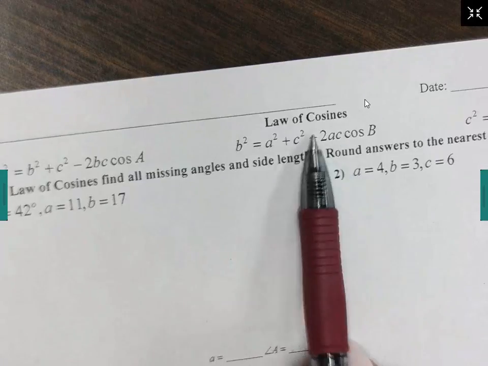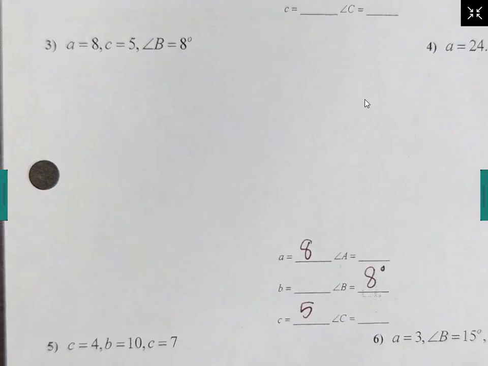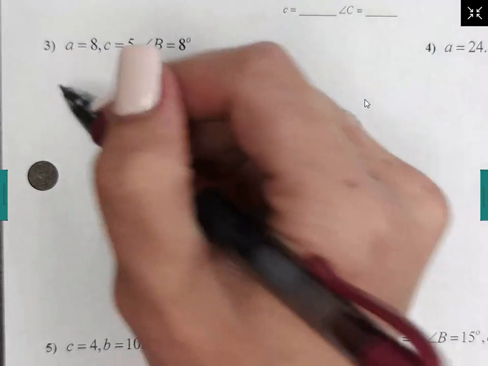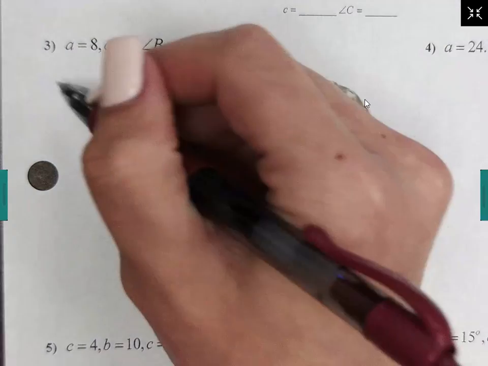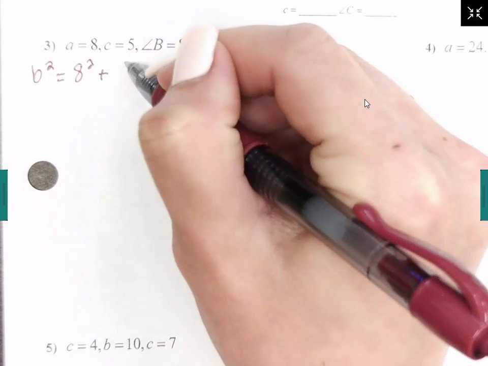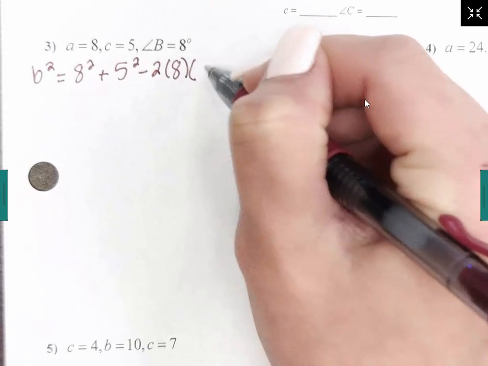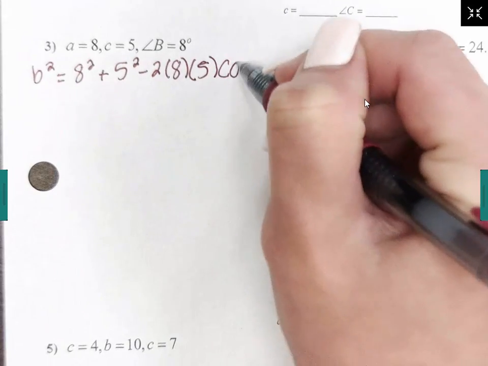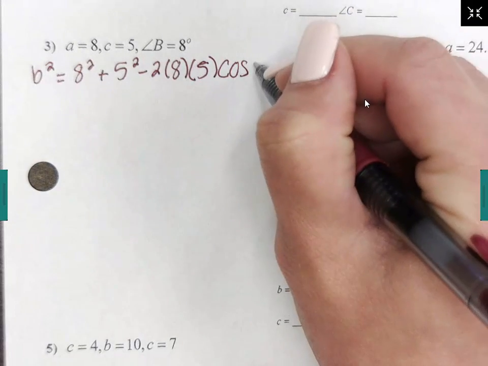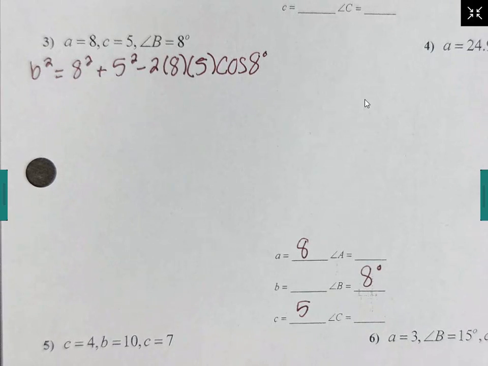And if we go back up here, which formula are we going to use? This one, or this one? The second one. They're all the same, but we're going to use the second one, okay? So in number 3, this would be B squared. Do we know what B is? No, so it's just B squared is equal to A squared plus C squared minus 2 times A times C times the cosine of B, which happens to be 8 degrees. Any questions here?